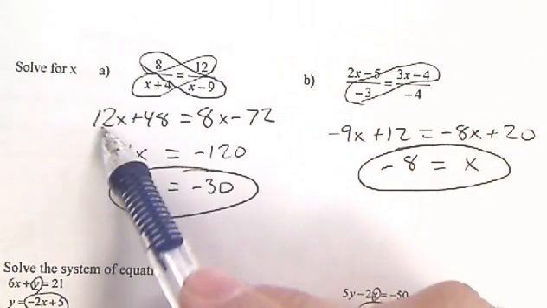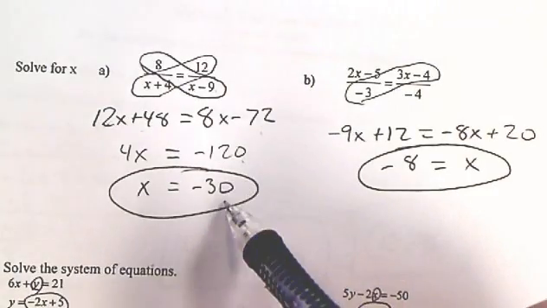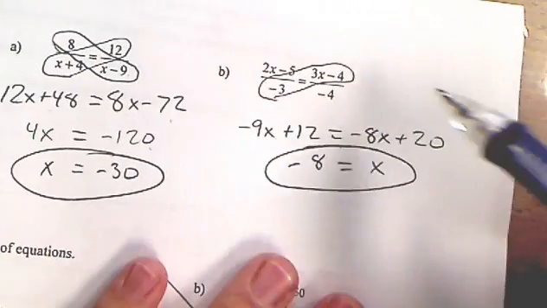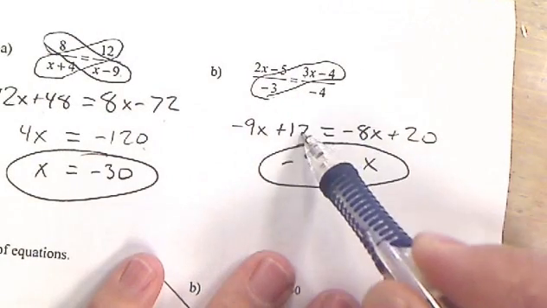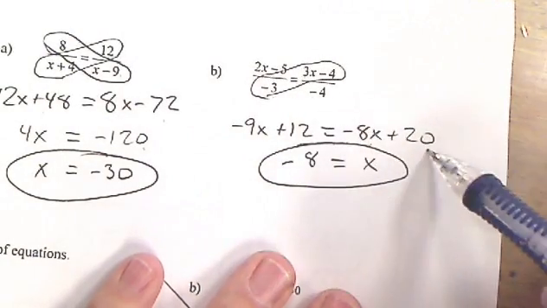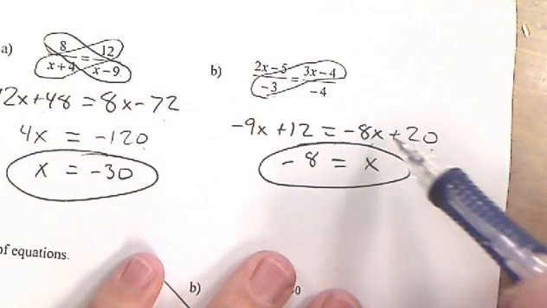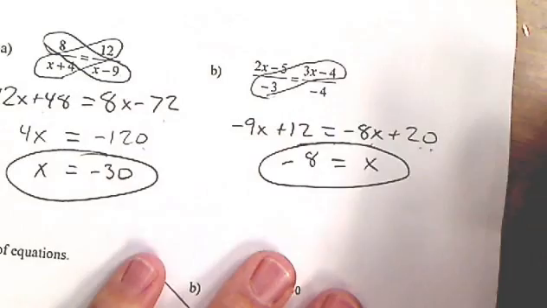I subtracted 8x from each side. I subtracted 48 from each side. And divided by 4. Watch the negative. Yep. And negative 8 and positive 20. I added 9x to both sides. I subtracted 20 from both sides, and there we go.